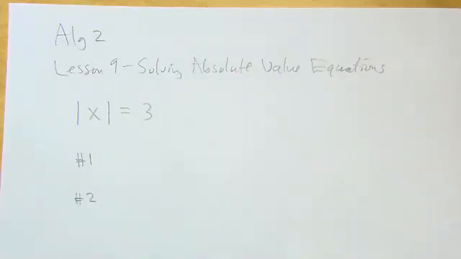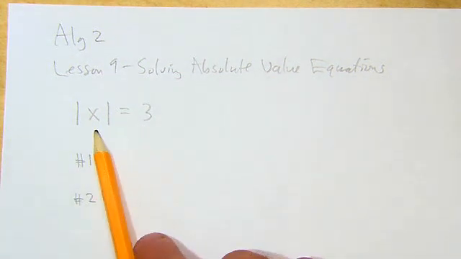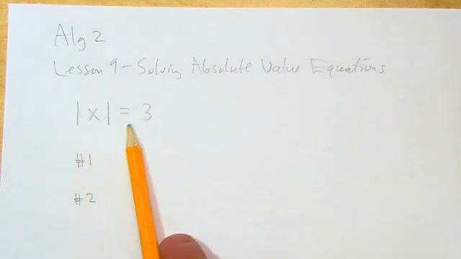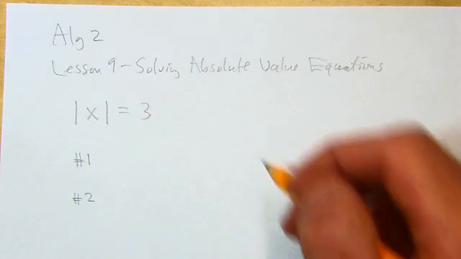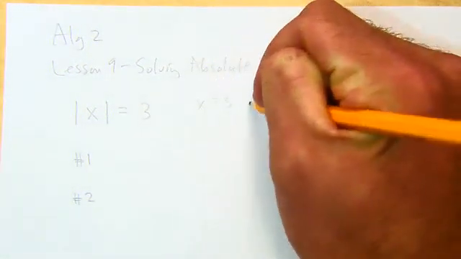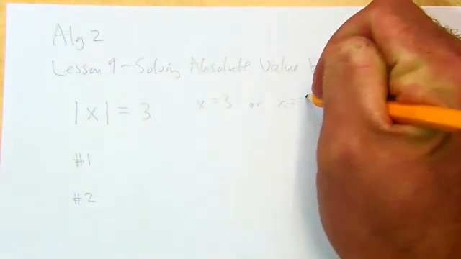Okay, guys, lesson 9, solving absolute value equations. Okay, so we're going to look at absolute values. Just a review on absolute values, what it kind of means. If you see something like this, absolute value of x is 3, there's actually two answers on this: x equals 3 or x equals -3.